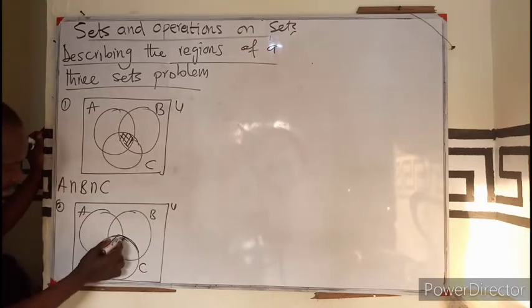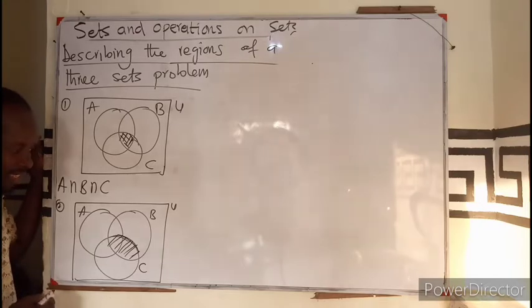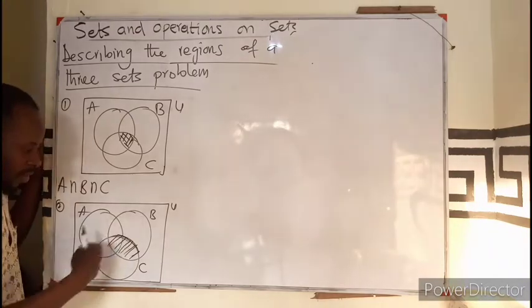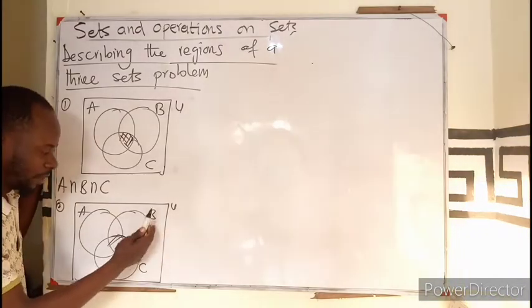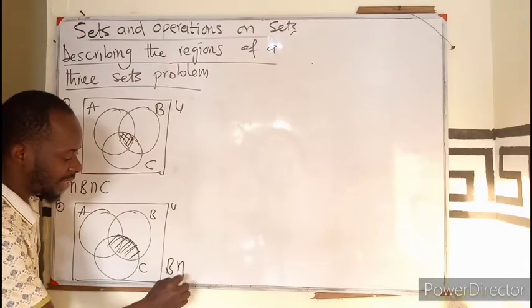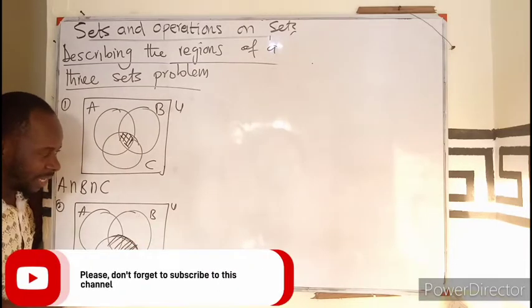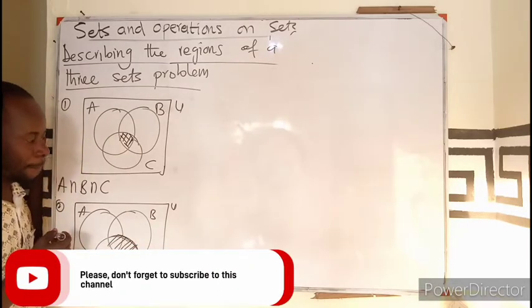Now I'm shading this region, which consists of region 1 and 7. What do you think will be the description? Look at it very well. That will be B intersection what? C. B intersection C will be shaped this way.